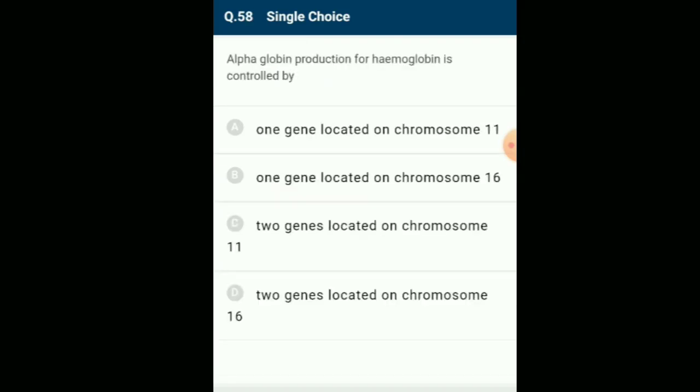Question number 58. Alpha globin production for hemoglobin is controlled by: In alpha thalassemia, production of alpha globin chain is affected, while in beta thalassemia, production of beta globin chain is affected. Alpha thalassemia is controlled by two closely linked genes, HbA1 and HbA2 on chromosome 16 of each parent, while beta thalassemia is controlled by a single gene, HBB, on chromosome 11 of each parent. So the answer for this question is option D, two genes located on chromosome 16.